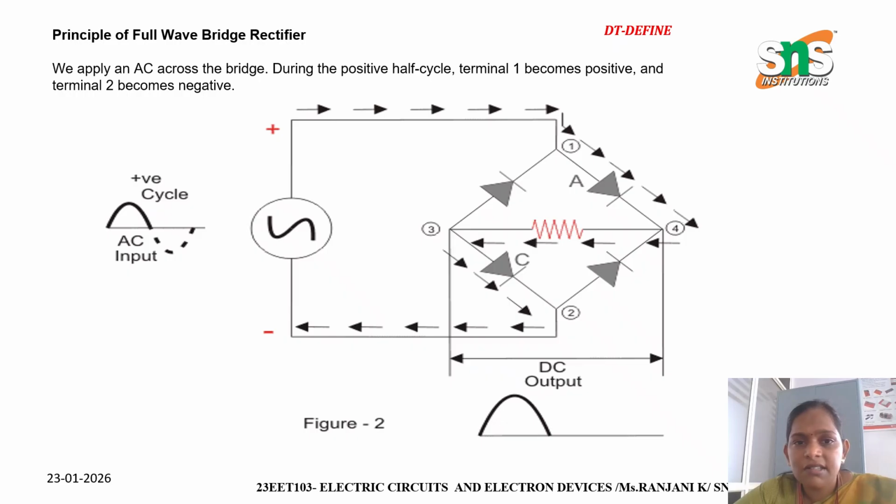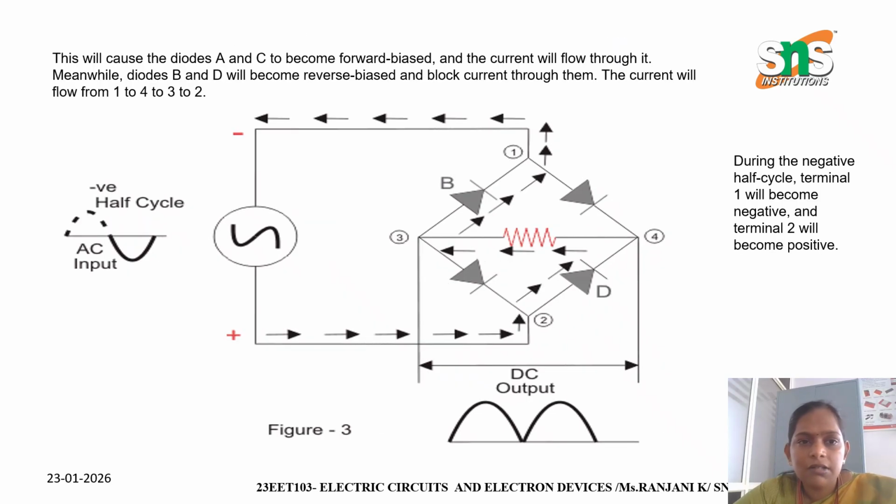When an AC signal is applied across the diodes, during the positive half cycle, terminal 1 becomes positive and terminal 2 becomes negative. So the positive half cycle has been generated. This will cause A and C to become forward biased, and the current will flow through them, whereas B and D will be in reverse bias and block the current. So the current flows through terminal 1, D4 and 3, and 2.